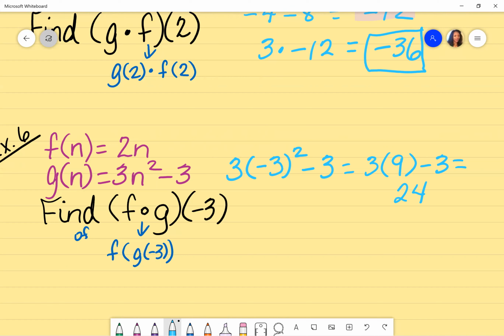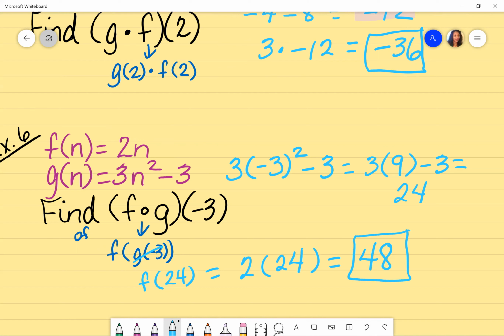If I wanted to, so I'm not confused, I can rewrite that now as f of 24 because that's what the g of -3 actually resulted in. So now I'm going to take this f of 24 and go to my function f of n and replace that n with 24. So it will look like this, 2 times 24. And my final answer for the entire problem is 48.